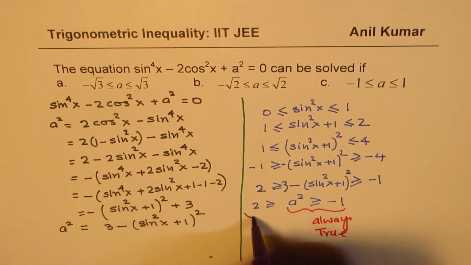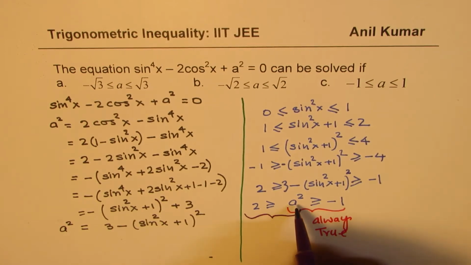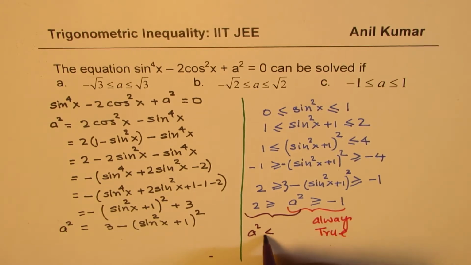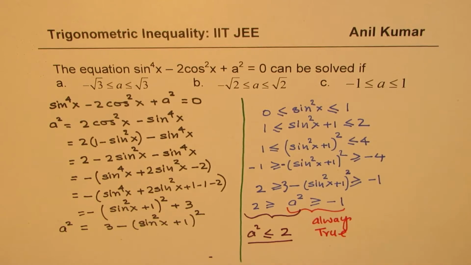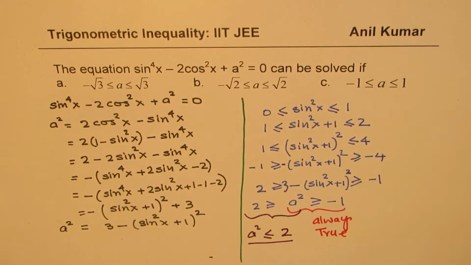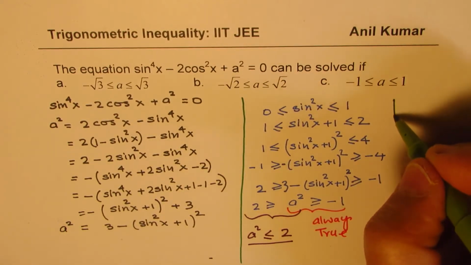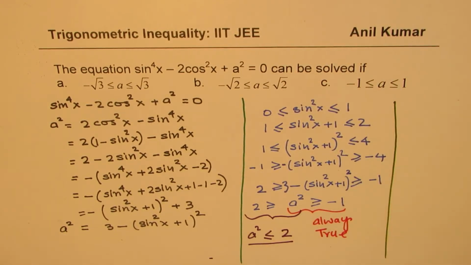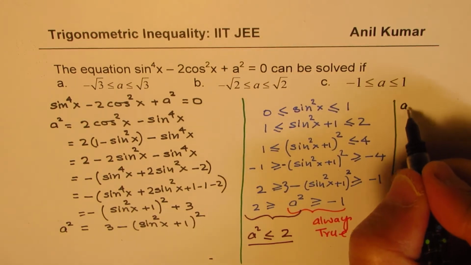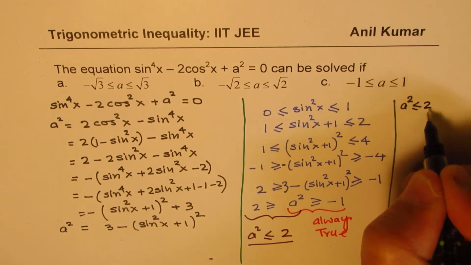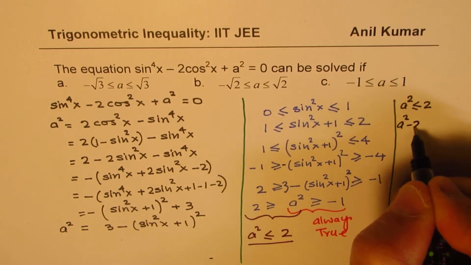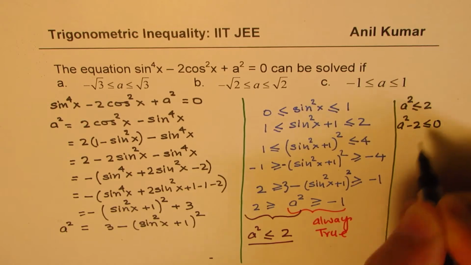Now what we need to figure out is when is this true? That is to say, when is a square less than or equal to 2? This is what we need to figure out now. So let's try to figure this out. We have a square is less than or equal to 2. That means a square minus 2 is less than or equal to 0, right?